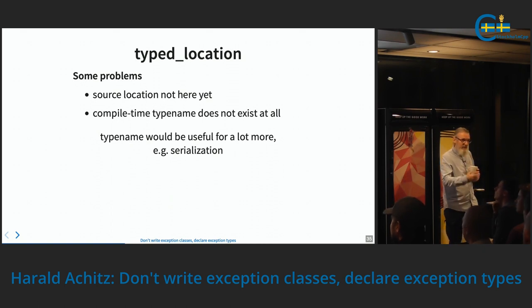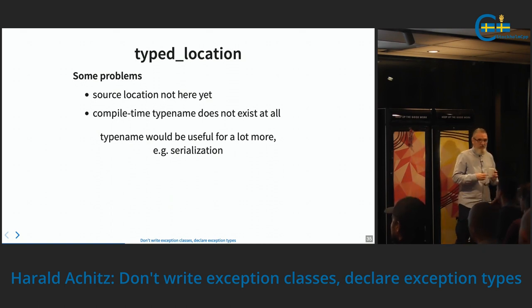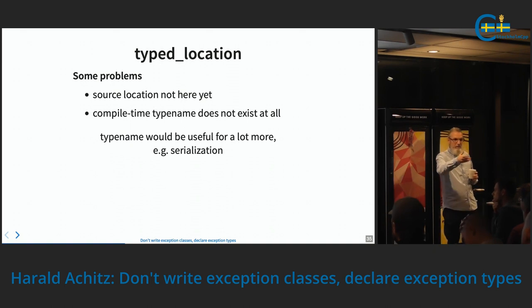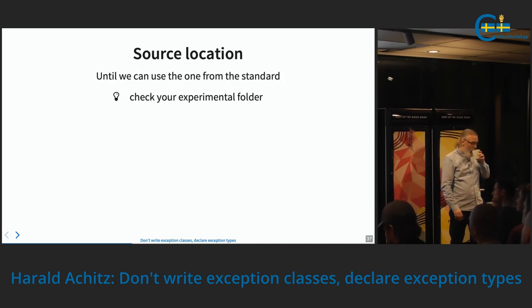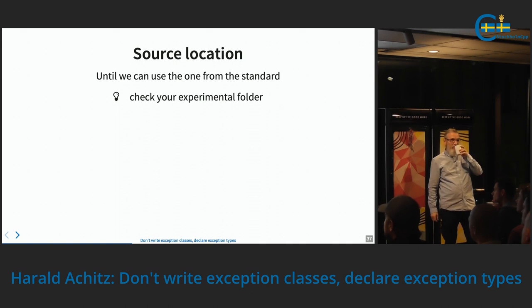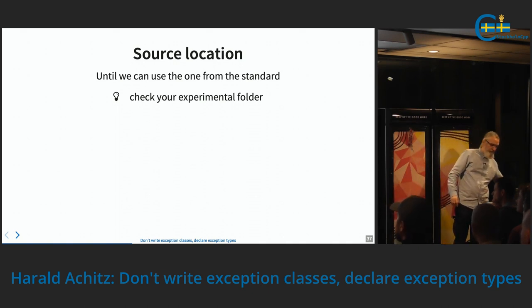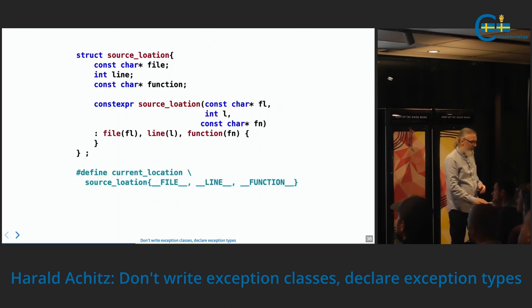And of course, getting a type name would be useful not just for exceptions, it would also be useful for serialization. I give it a struct and a name and dump it to some stream. It would be super handy to have it. So let's make something. For source location, it might already exist in your compiler as experimental. If not, it's super simple to implement.